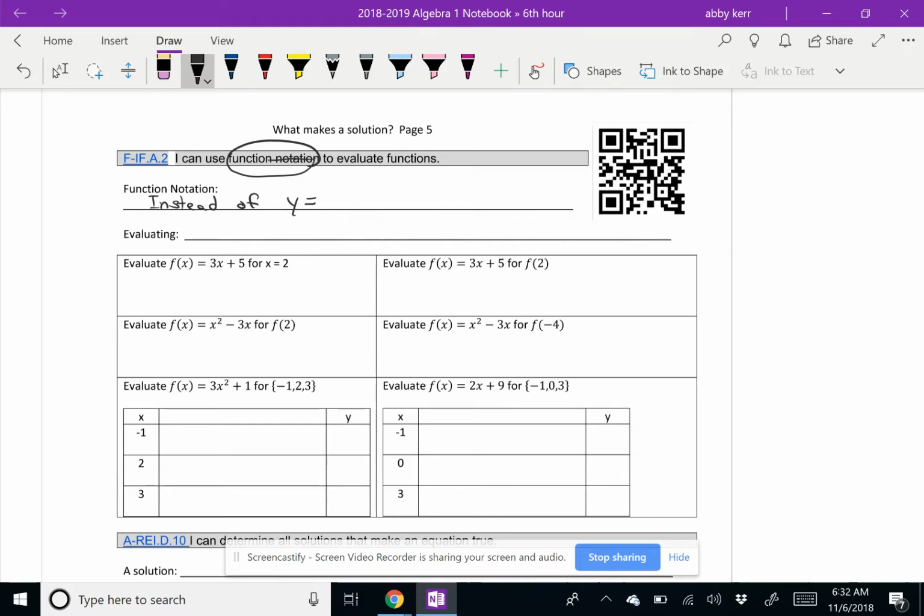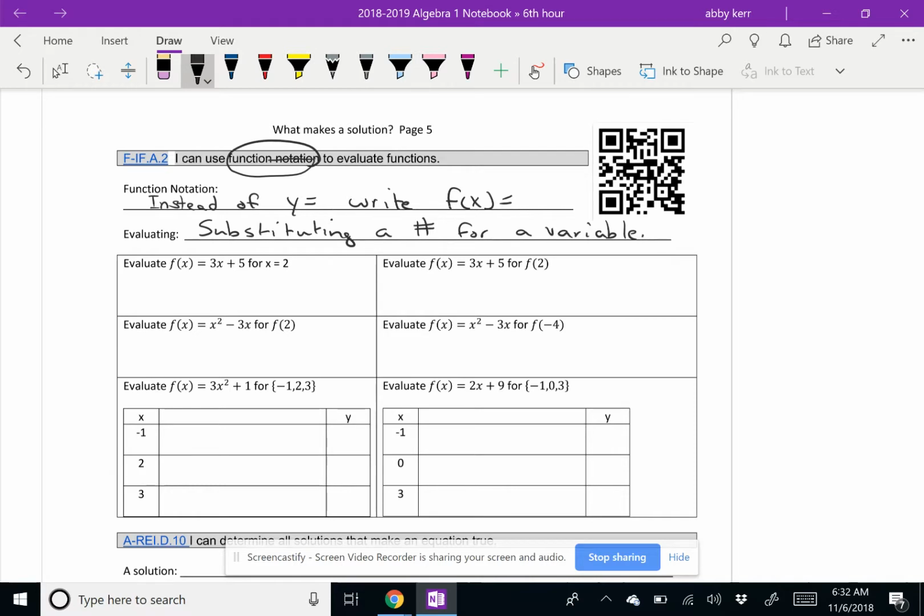So instead of y equals, you're going to write f of x equals. Now that's just a way of telling the reader that it's a function. So evaluating is substituting a number in, or substituting a number for a variable. The most common variable that we use is x.